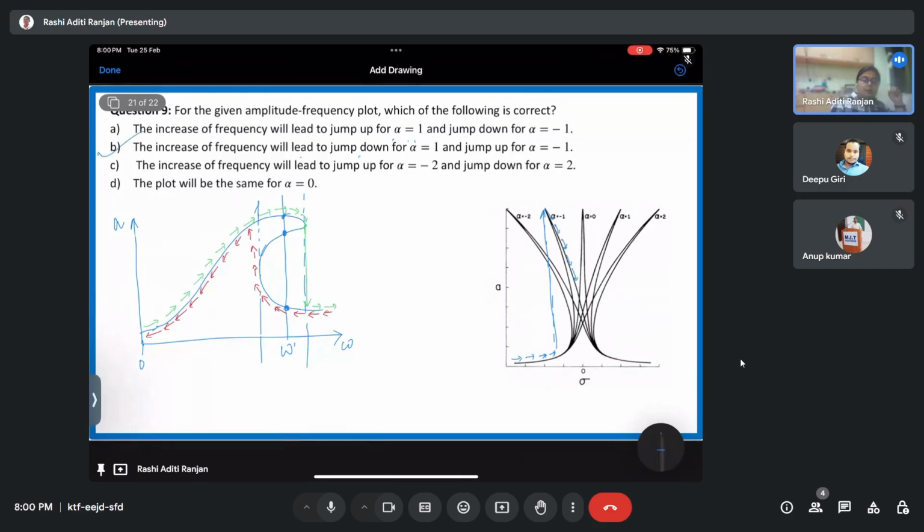Coming to option C, the increase of frequency will lead to jump up for alpha equals -2. Well, this is true, definitely, because for alpha equals -1 the inclination is towards the left-hand side, so for alpha equals -2 also it is towards the left-hand side. So the jump up is going to be common for both of them. So the increase of frequency will lead to jump up for alpha equals -2 is correct, and jump down for alpha equals 2. Yes, this option is also correct, exactly, because the inclination is towards the right-hand side, so definitely it is going to lead to jump down.